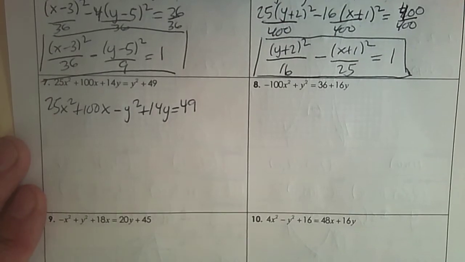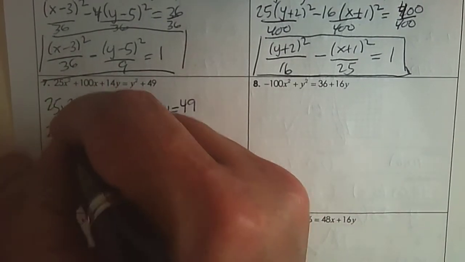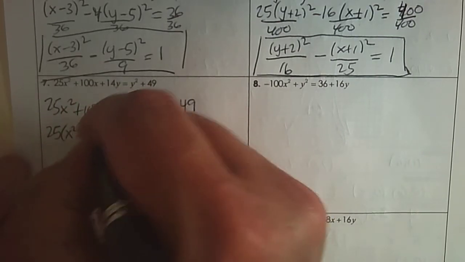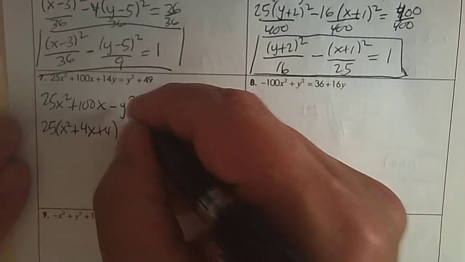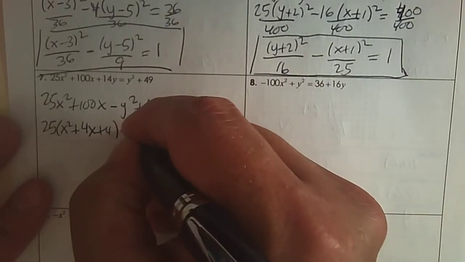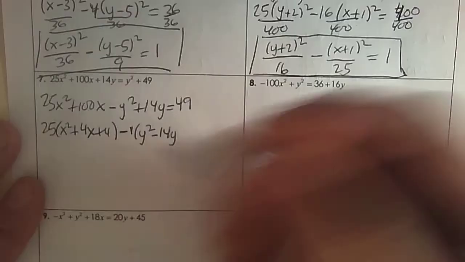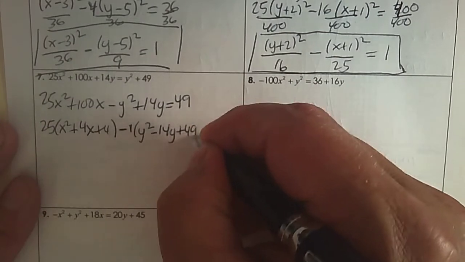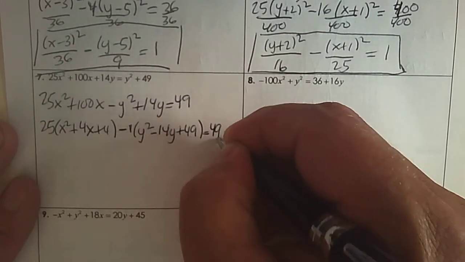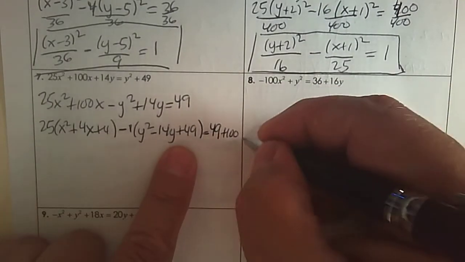Step 1. Step 2, we're going to factor and complete the square. So we're going to factor out a 25. That leaves me with 4. Take the 4, divide by 2, and square it. We're going to do the same thing for y squared. We have to factor out the negative 1. So that's y squared minus 14y. Divide by 2, and square it. That's 49. And then what numbers should I add on the right side? So 25 times 4 is 100, negative 1 times 49 is negative 49.